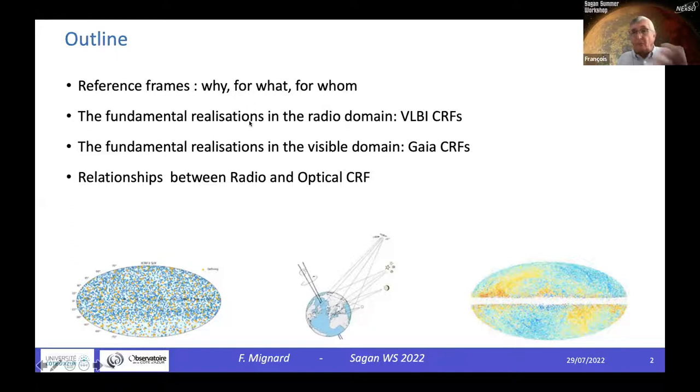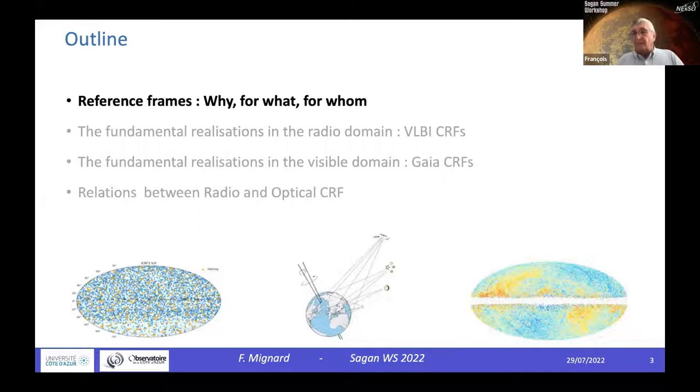Reference frame for what, for whom, explaining some background about what a reference frame is, why it's difficult to define and to realize. And then the two varieties we have today: the kinematic reference frame, VLBI in radio wavelengths, and the optical reference frame produced by Gaia. And then something about the relationship between the two. How do they compare together?